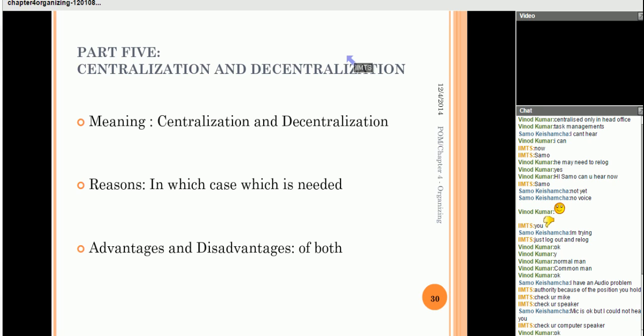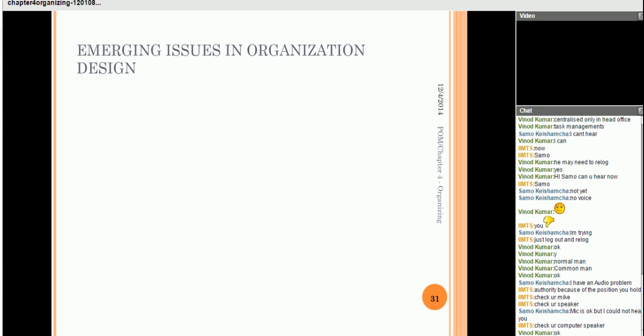Now, centralization and decentralization. So what is the meaning of that? In which case it is needed, and then what are the advantages and disadvantages?